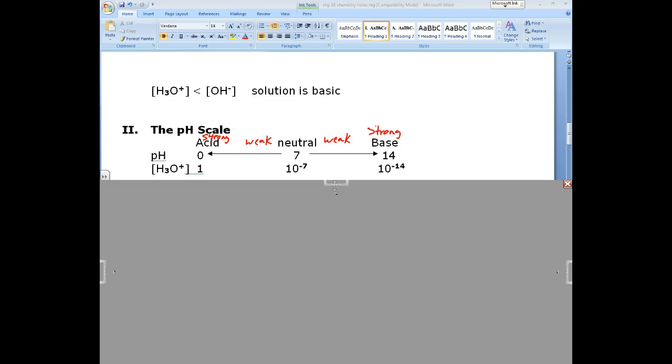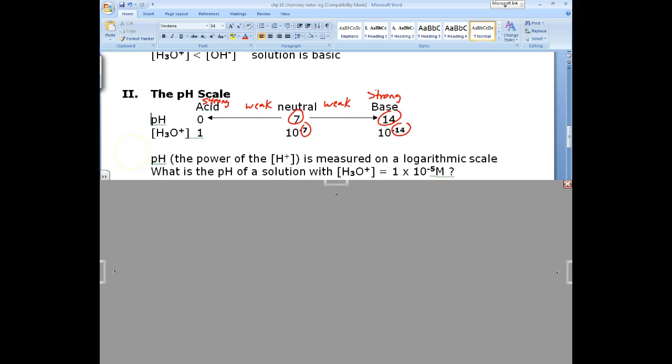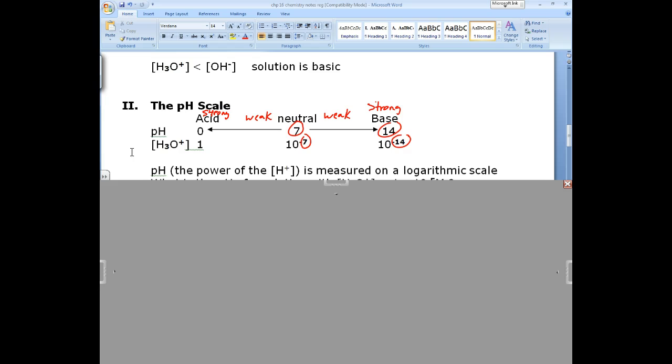You should notice that these numbers match. And that's exactly what pH is. pH is the power of the hydrogen ion. I say that's what it stands for. So pH is the power of the hydrogen ion, and it is measured on a logarithmic scale. So it goes by powers of 10. So if you go from a pH of 7 to a pH of 8, it has not increased one increment in its hydrogen ion concentration, but a power of 10.